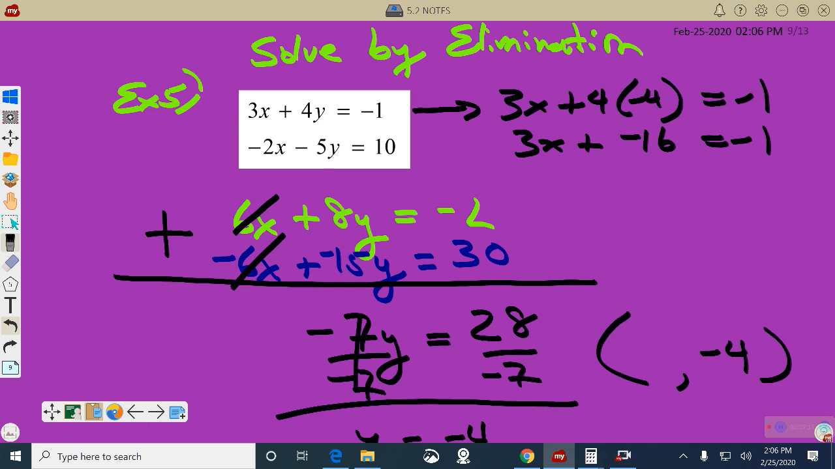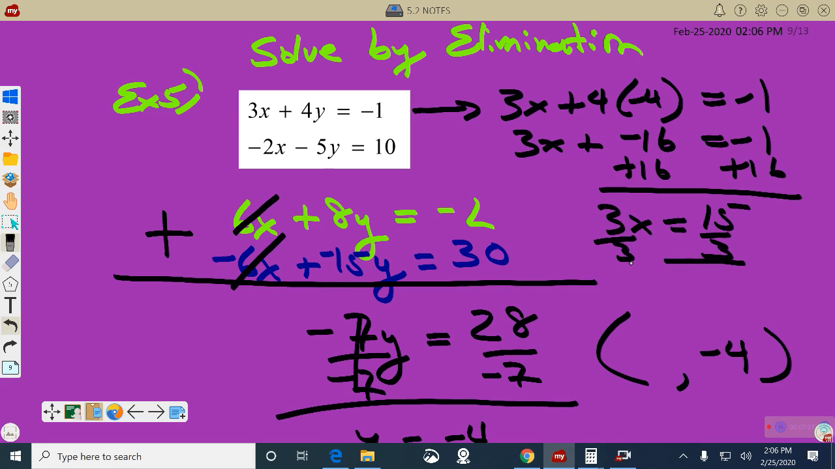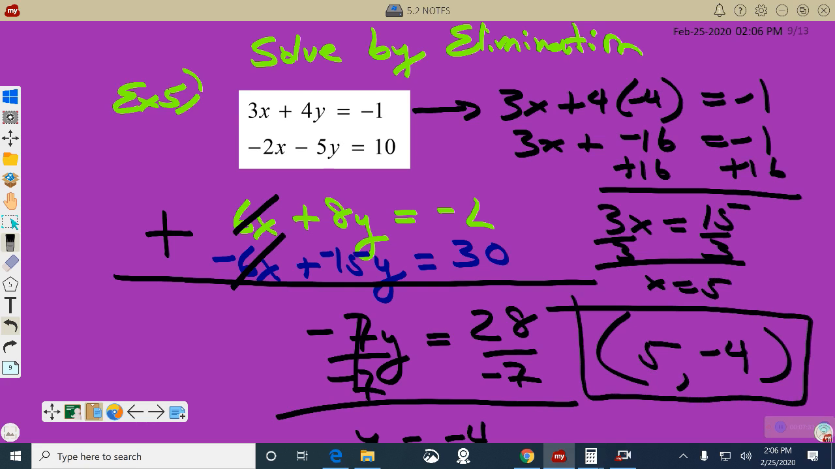Add what to both sides? Help. 16. Gracias. I got 3x equaling 12. Divide by 3, rocking and rolling, right? Wow. There's your solution. Remember, the solution's always an ordered pair. Always.